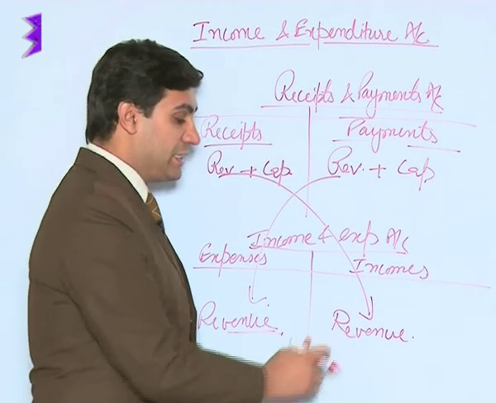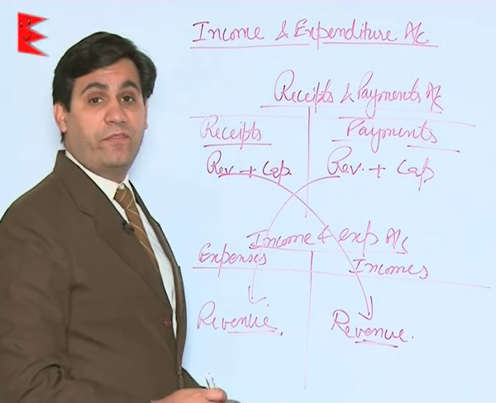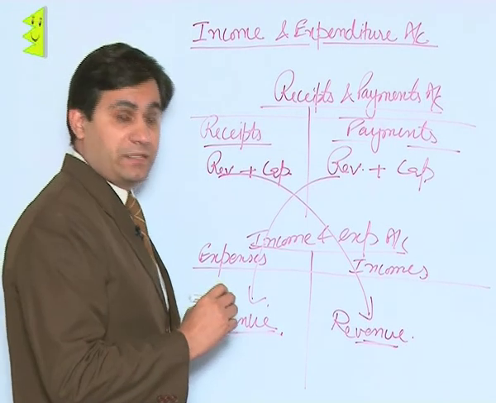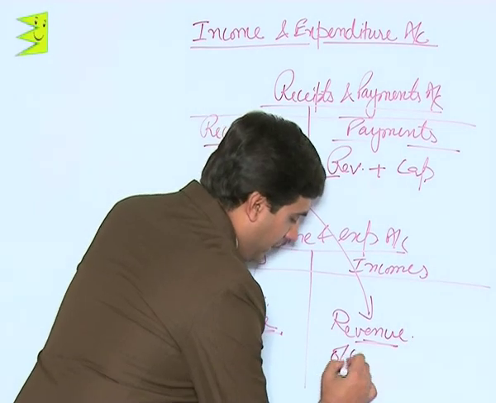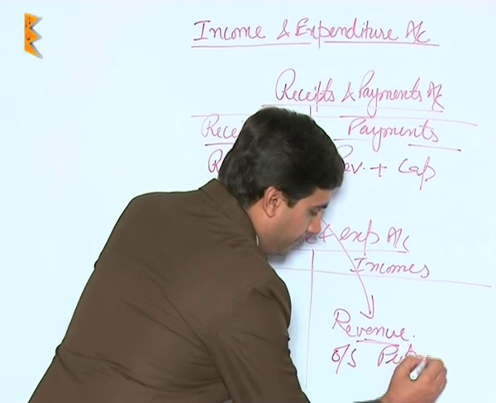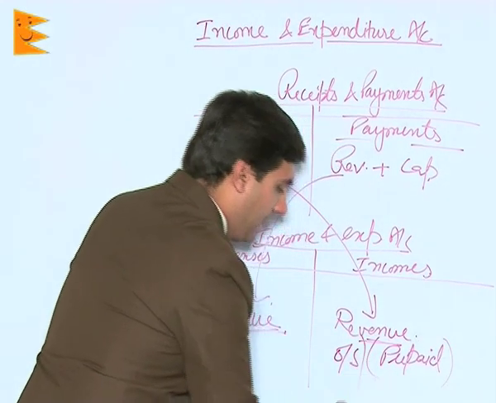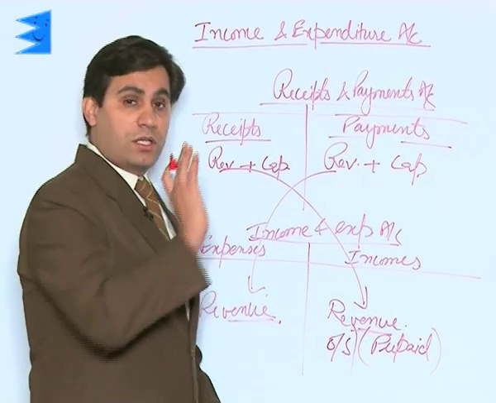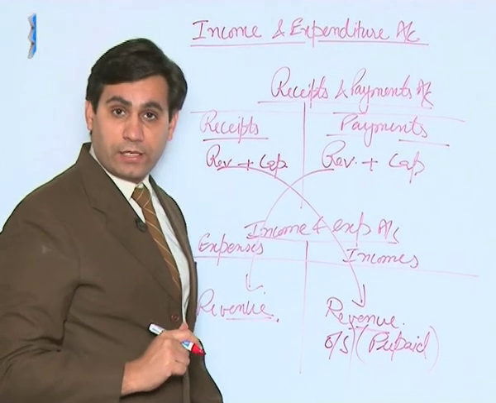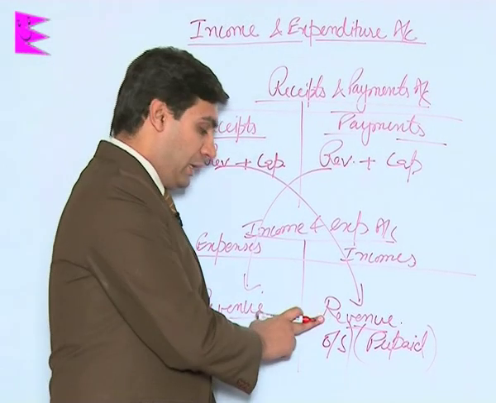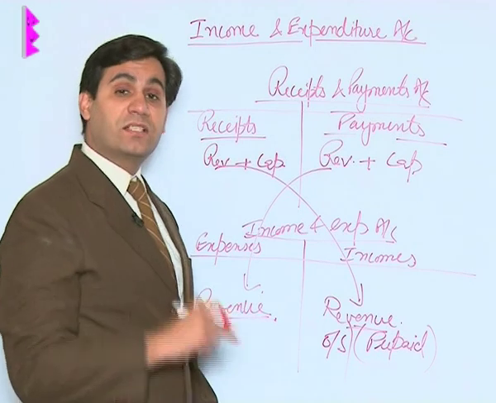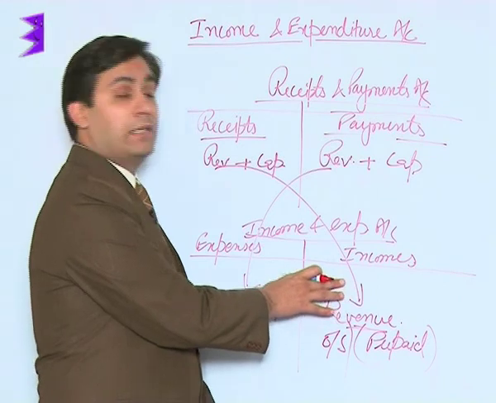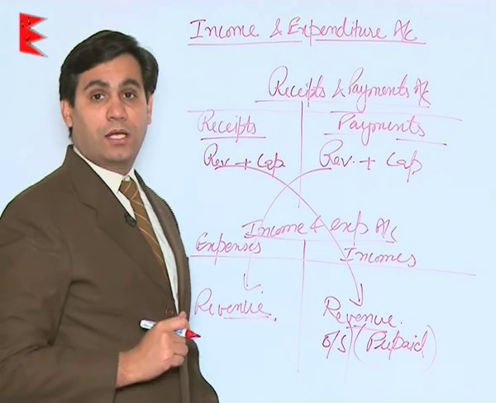Now remember, when these revenue items are put here, they have to be adjusted for outstanding and prepaid kind of adjustments. So outstanding, prepaid, etc., they have to be adjusted for, right, to get them on accrual basis, because income and expenditure is always prepared on accrual basis. So the amount that has been paid in cash adjusted on account of outstanding and prepaid items would then appear as income and expenses in income and expenditure account.